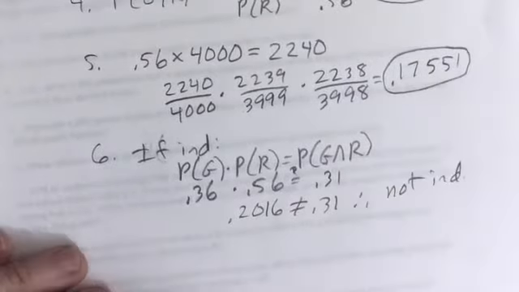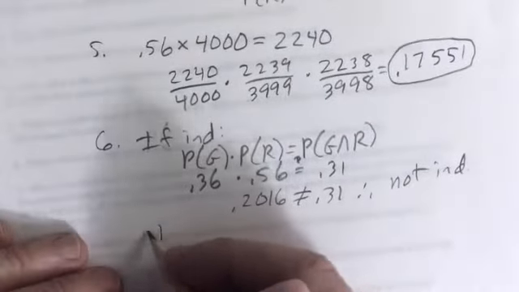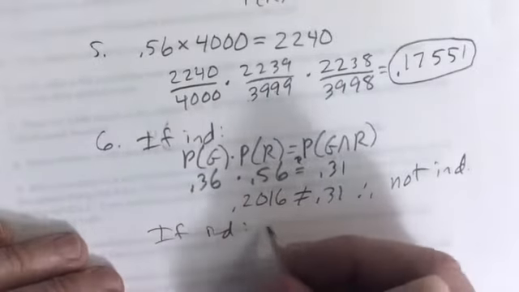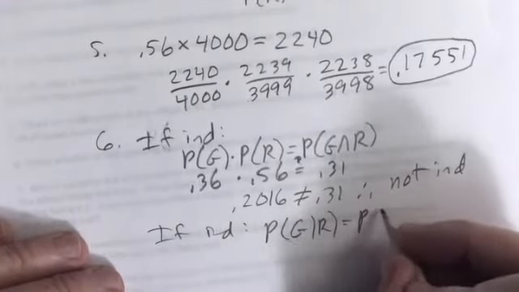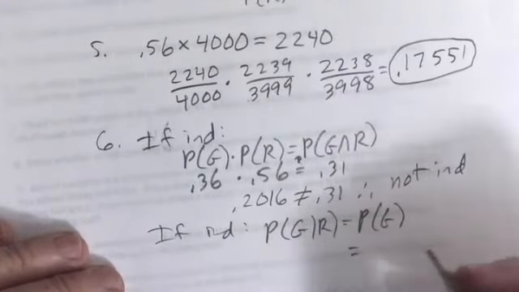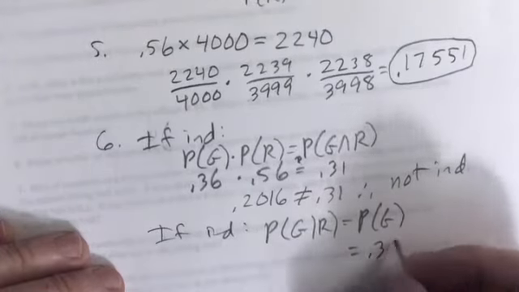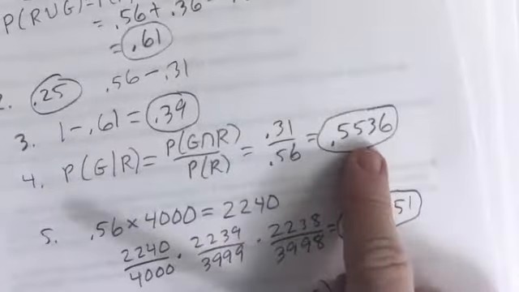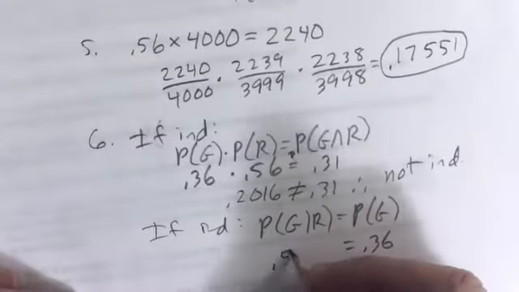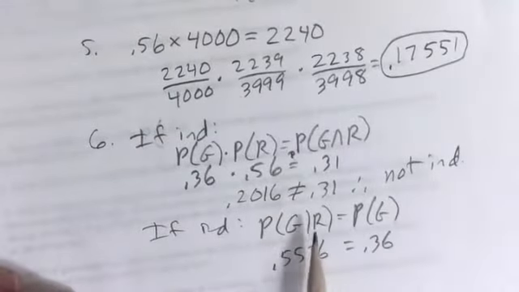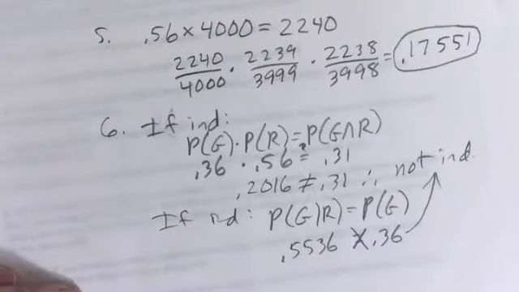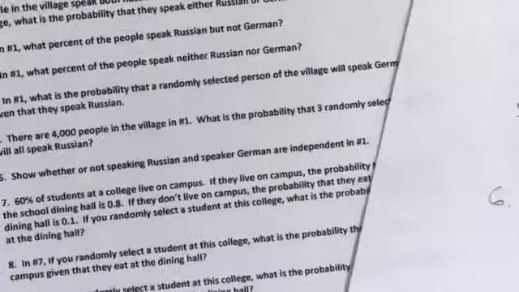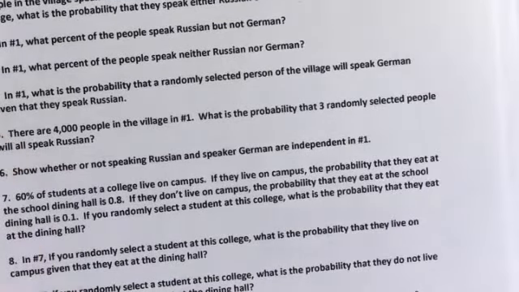The other thing you could do: if they're independent, the probability of one given the other, let's say German given Russian, is just going to be the probability of the first one. The probability they speak German is 0.36. The probability they speak German given Russian is 0.5536. So if I told you someone speaks Russian, the probability they speak German goes up from 36% to like 55%. So therefore, they're not independent because those are not equal. Okay, so that's the other way of showing independence. And so there we go. And that completes our little Venn diagram problem.